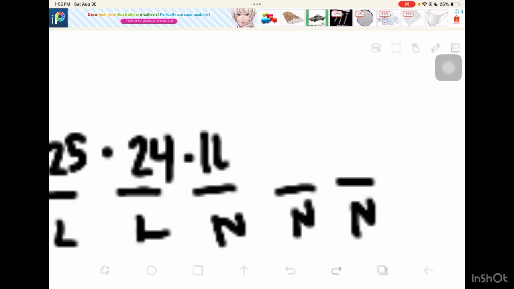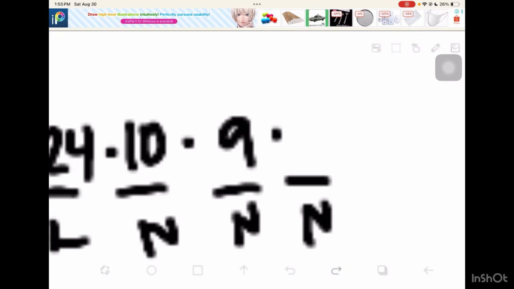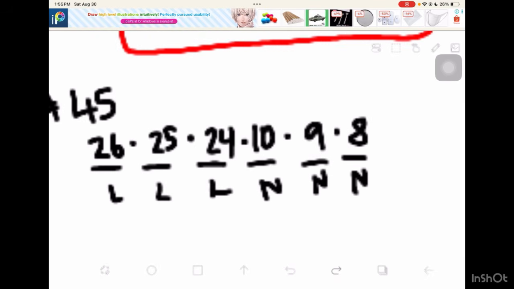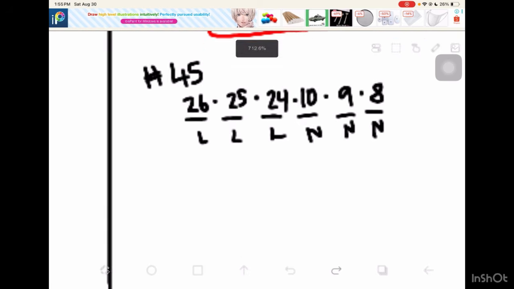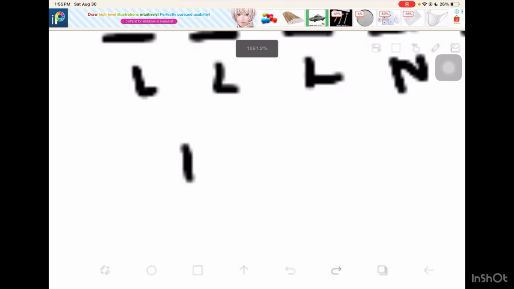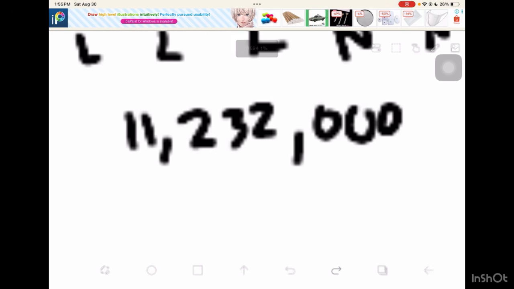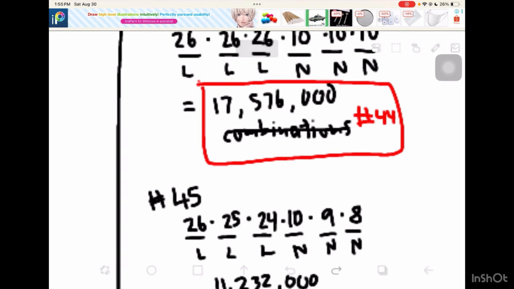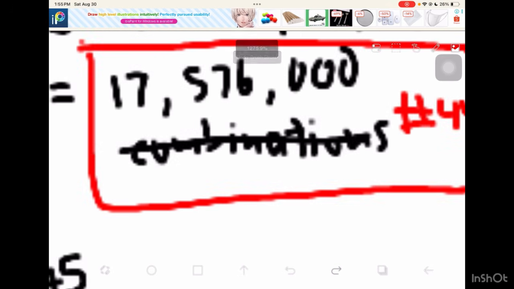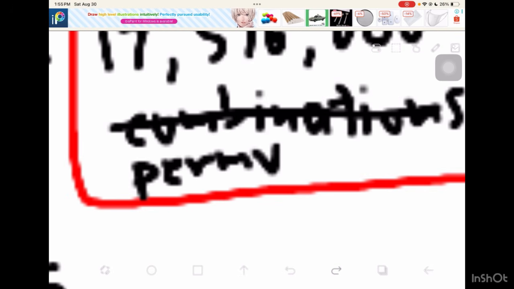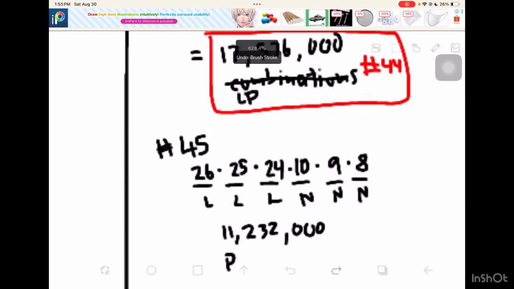Same thing with the digits. We start with 10 digits, but now we picked one, so it's 9, and now it's going to be 8 because we already picked the previous digits and repetition is not allowed. So once we multiply all of these, we do 26 times 25 times 24 times 10 times 9 times 8. That's equal to 11,232,000 permutations. Or let's just make it simple, license plates, LP.